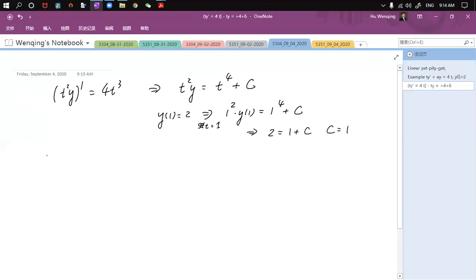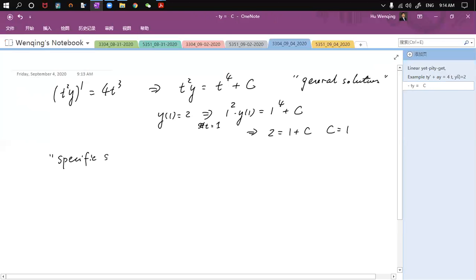So that means a specific solution. We've been talking about specific solutions. This is the general solution. The specific solution is going to be something different. The specific solution is going to tell you that y of t is equal to (t to the power of 4 plus 1) over t squared. So that's what happens to this problem. So you get a solution.